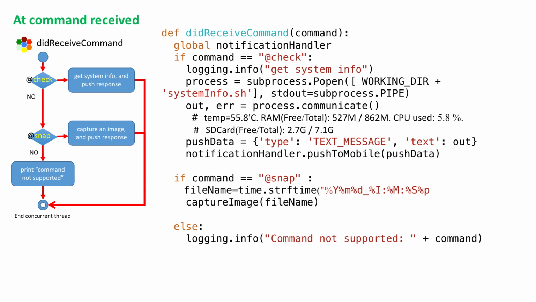This is the flow when you type a command from your phone. It's sent to the Raspberry Pi and this flow will be executed. If you type check, I will call the system info and send it back to you as a text message like this: temperature, RAM, CPU usage, and SD card free and total. If you type snap, I will capture an image and send it back to you immediately. Otherwise, I just print out command not supported. And that's all for the command receive processing.